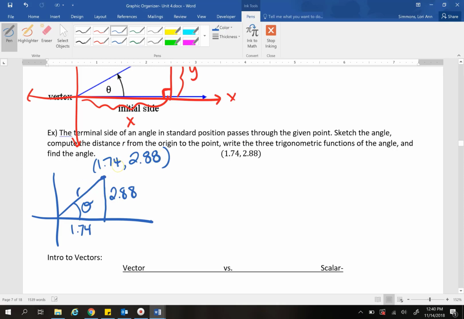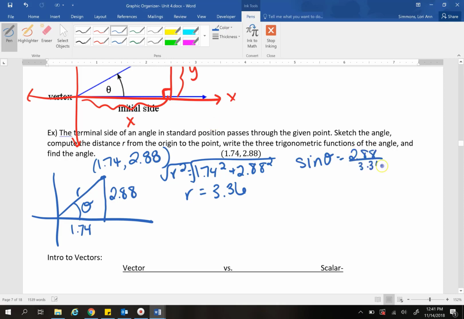This is your r, so use Pythagorean's theorem. When you square root both sides, you're going to get r equaling 3.36. Then write the three trig functions of the angle, and then find the angle. So we have sine of theta equaling y over r, cosine of theta equals x over r, and tangent of theta is y over x.